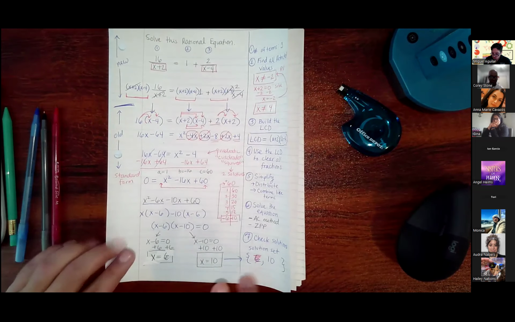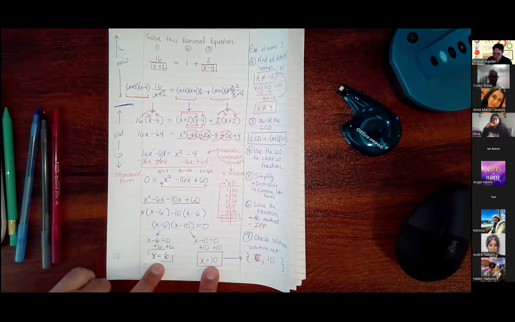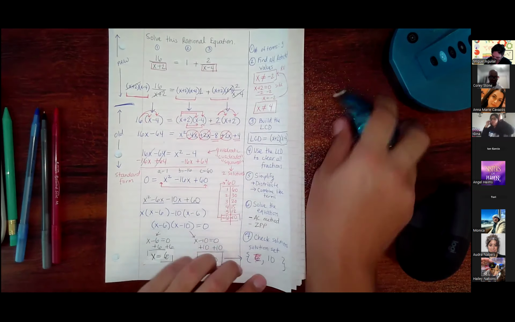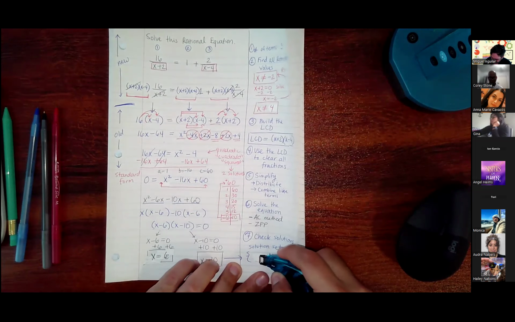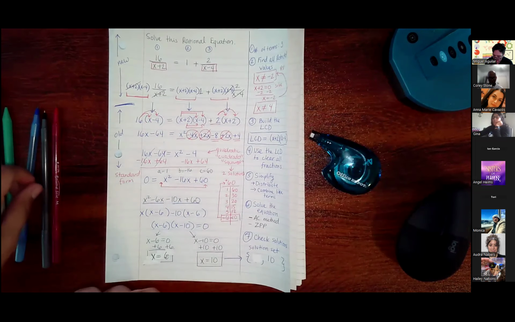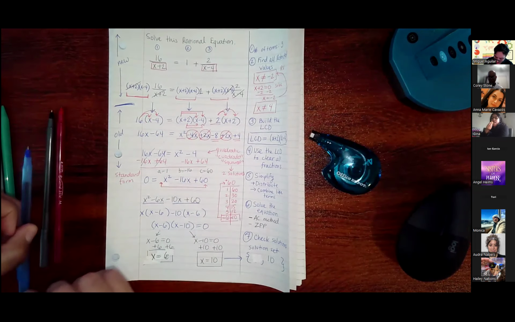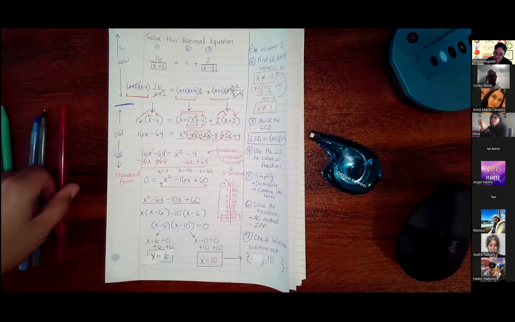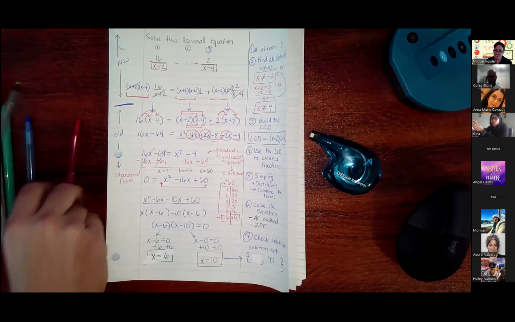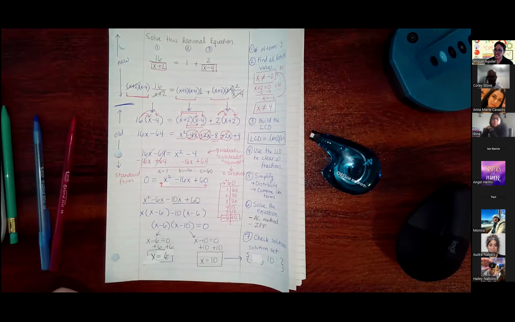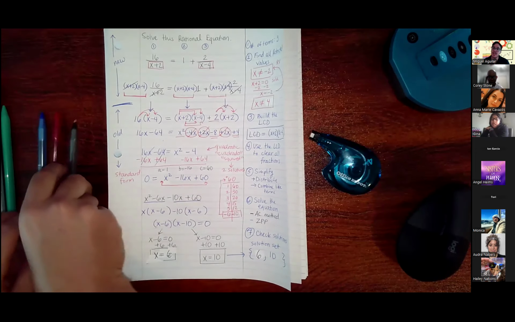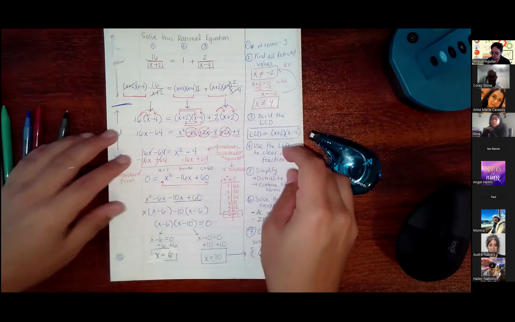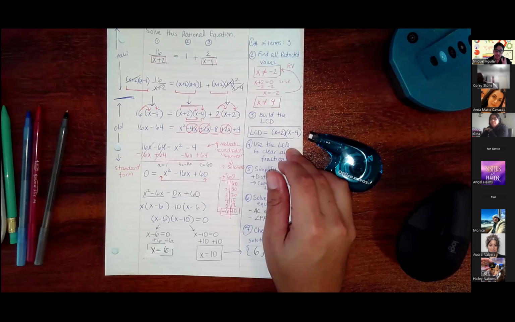If one of these numbers is a restricted value, then you will throw it away and it will not be in your solution set. If you get 2 solutions from solving that quadratic equation and both of them are restricted, then ALEKS has a button that says the empty set. That means there is nothing in your solution set. Both of those numbers were restricted, and so you have no solution. Okay, so you have to watch out for this.